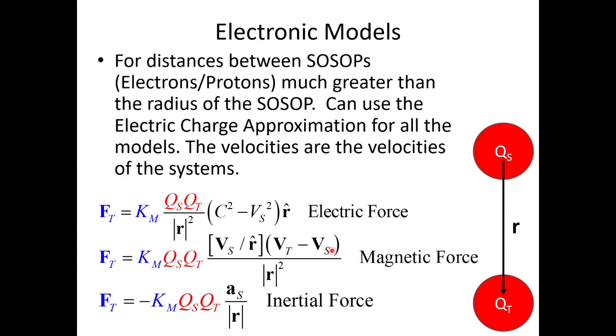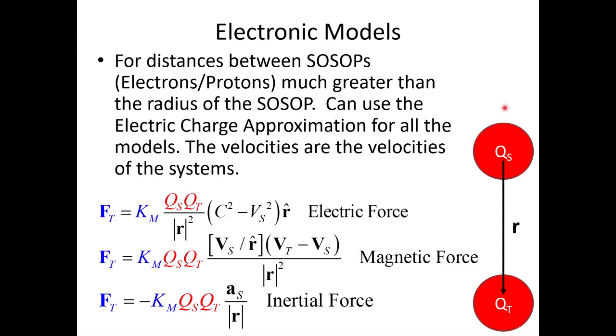Okay, so therefore, what we can do with the other models of new electromagnetism is that we can treat electrons or charged particles using the electric charge approximations, and we can do this for the magnetic force and the inertial force. We can use this as long as the distance between the systems is much, much greater than the radius of the system. And therefore we can treat an electron or proton or whatever charged particle as a single point charge of however much pretonic charge is there, which is equivalent to its electric charge because these systems are spinning at the speed of light. Okay, and then the distance between them is a point on center distance, and the velocities here are the velocities of the systems.